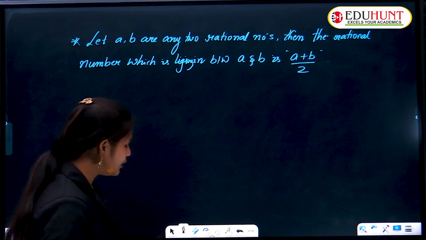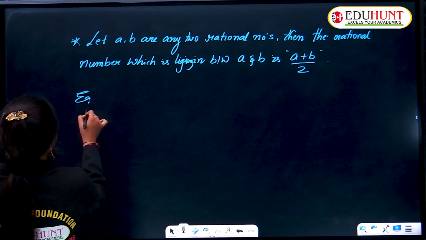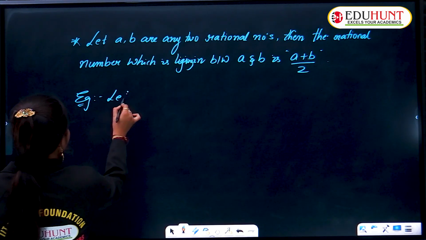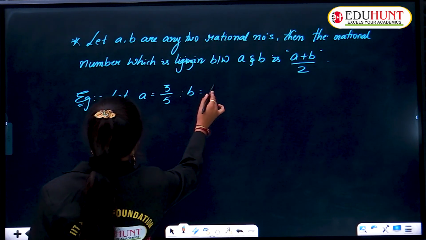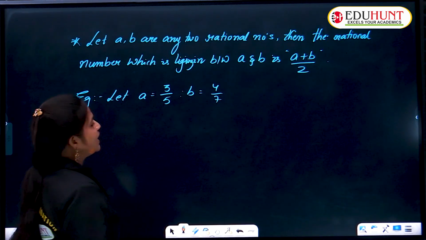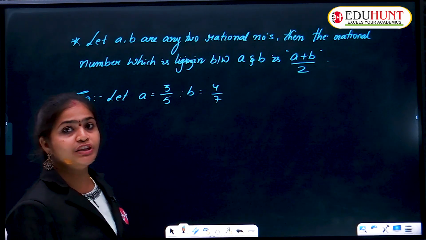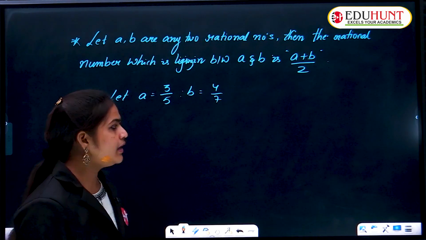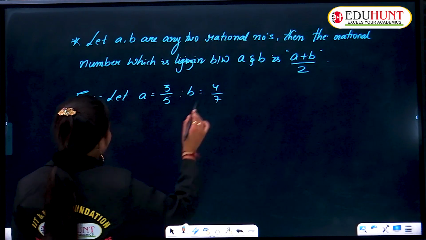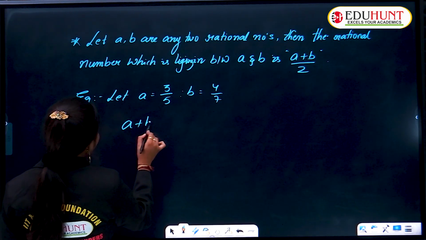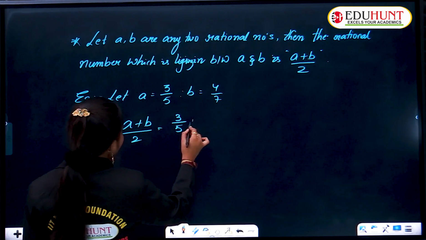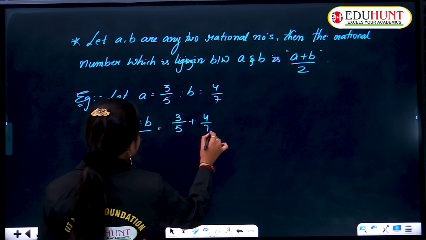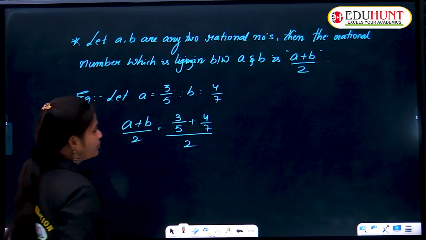Okay, here I will tell you an example. See that, let A is equal to 3 by 5, B is equal to 4 by 7. So in between 3 by 5 and 4 by 7, which rational number is there? By taking that, see here what is the formula? (A plus B) by 2. Here A is equal to 3 by 5 plus B is equal to 4 by 7, whole by 2.